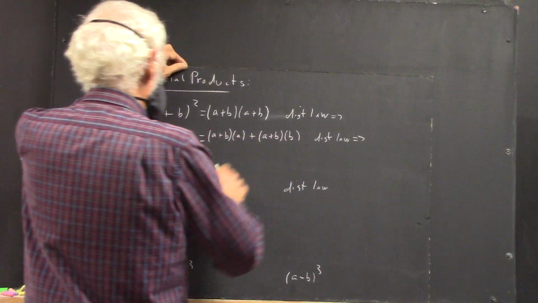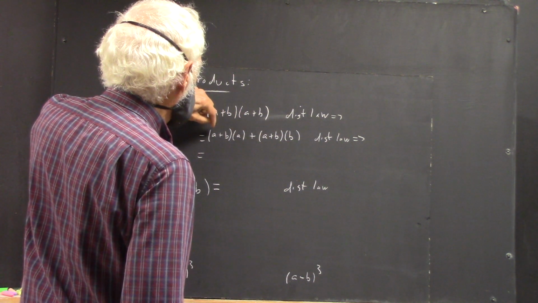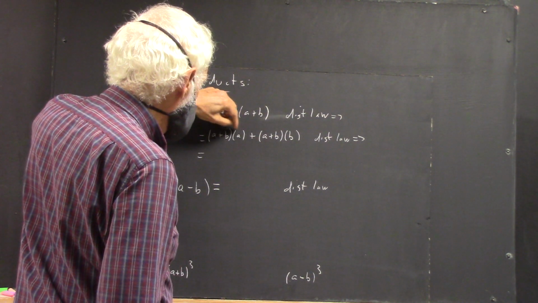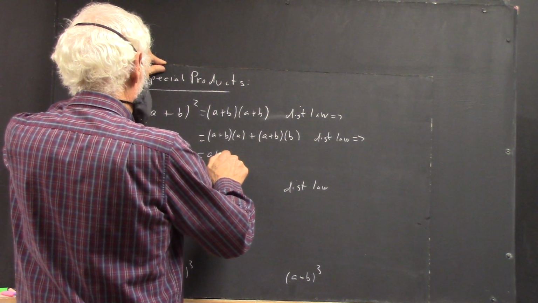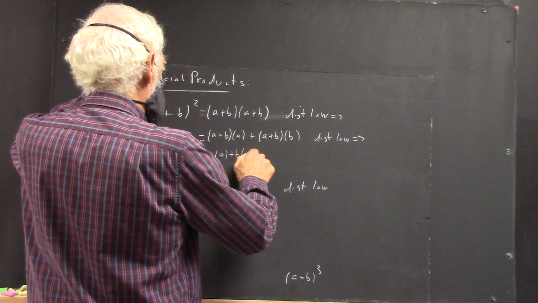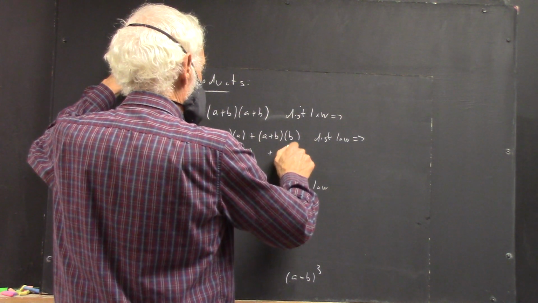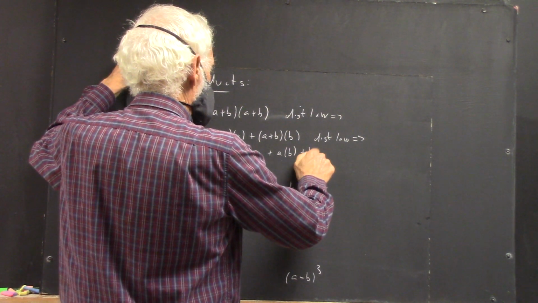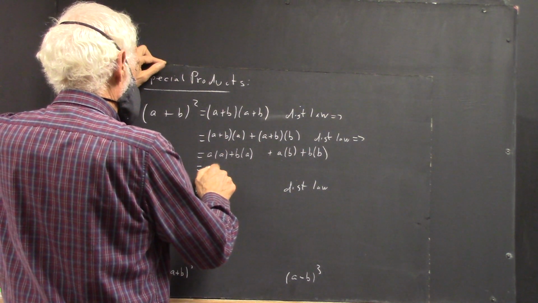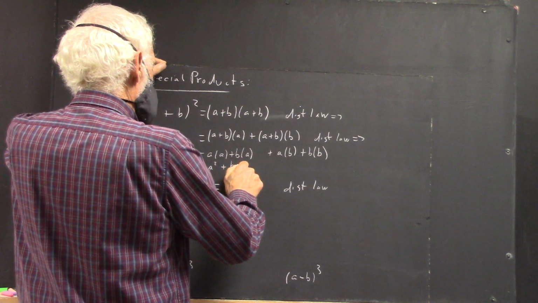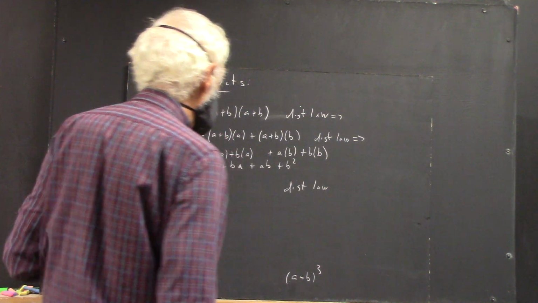And now the distributive law here says that A plus B times A means that A is multiplied by A and B is multiplied by A. And this one is A times B plus B times B. Well, from there it's just A squared plus BA plus AB plus B squared.